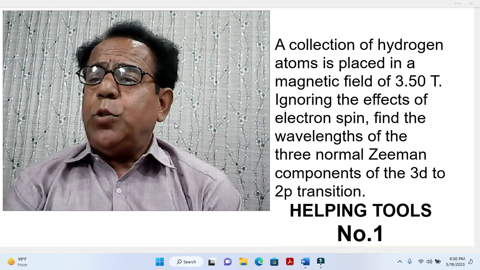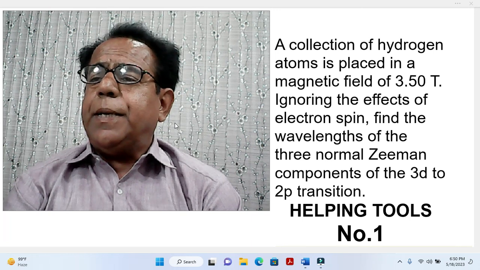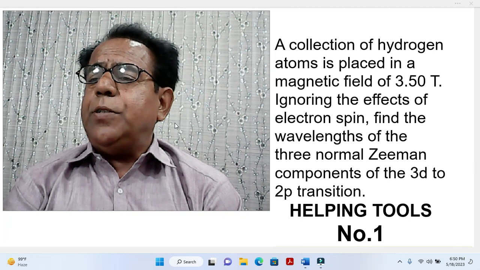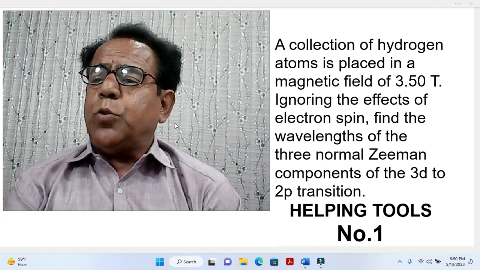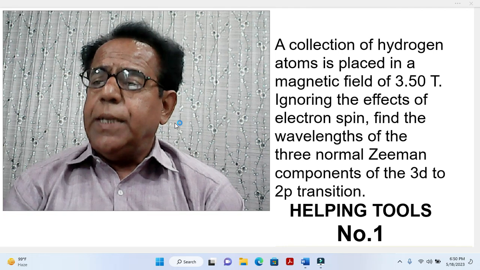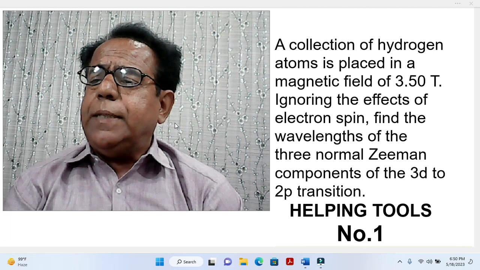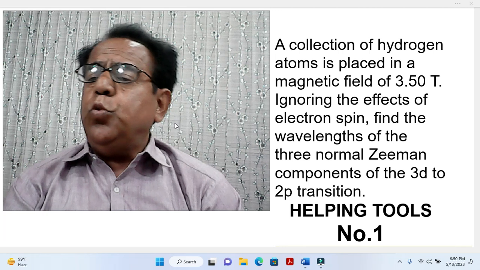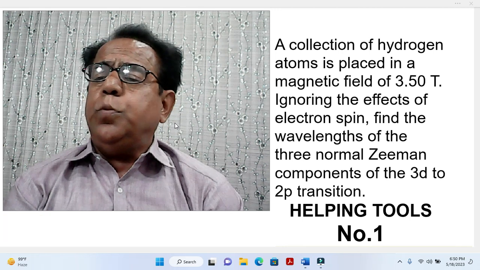A collection of hydrogen atoms is placed in a magnetic field of 3.50 Tesla. Ignoring the effects of electron spin, find the wavelengths of the three normal Zeeman components of the 3D to 2p transition. The transition is from 3D to 2p.